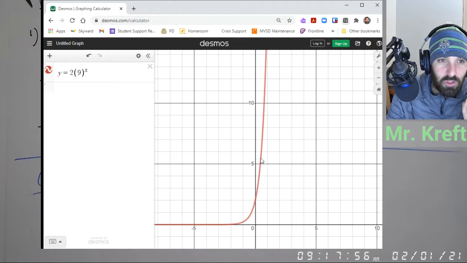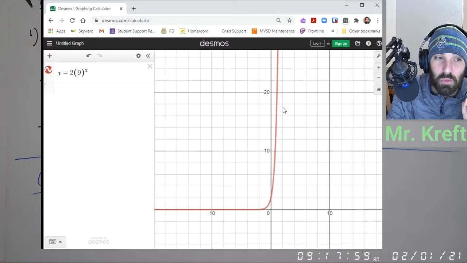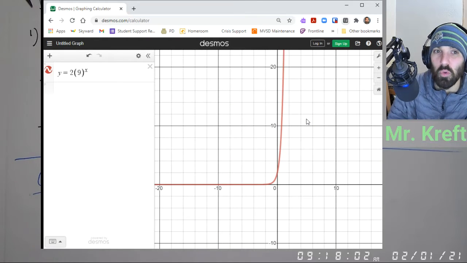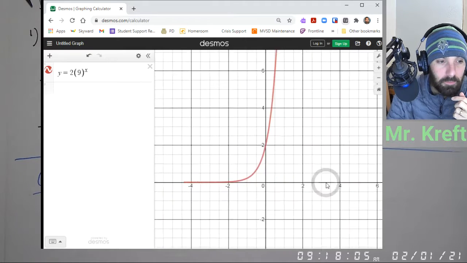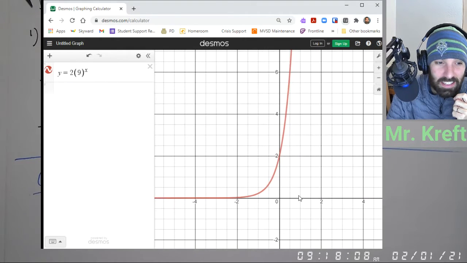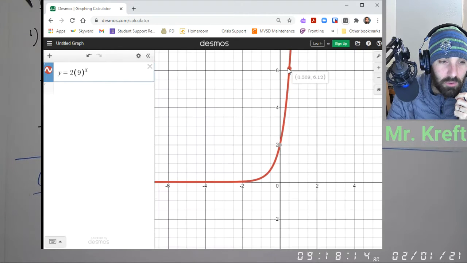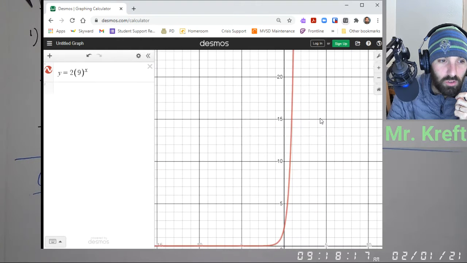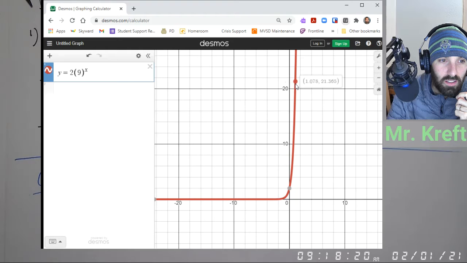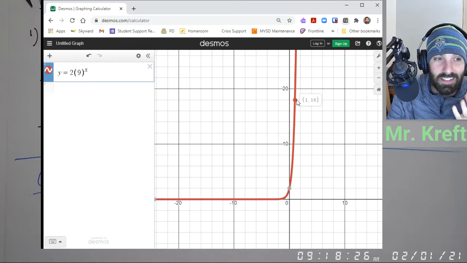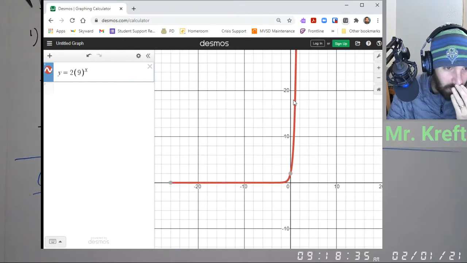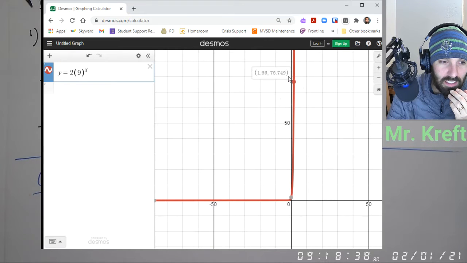Notice as it goes to the right, it gets really steep really quick. And that's exponential growth. Right? So what's happening here is that at 1, you're getting 9 times itself once, which is just 9, times 2. 2 times 9 is 18. If I were to keep going, oh my gosh, it gets steep quick, doesn't it?